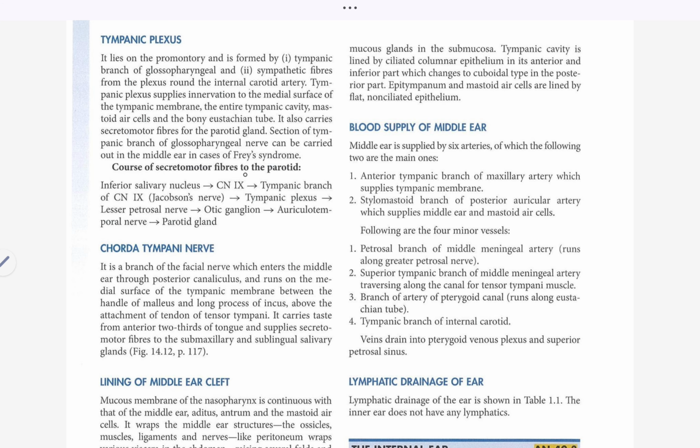Course of secretomotor fibers to the parotid. Inferior salivary nucleus, cranial nerve 9, tympanic branch of cranial nerve 9, Jacobson's nerve, tympanic plexus, lesser petrosal nerve, otic ganglion, auriculotemporal nerve, and parotid.